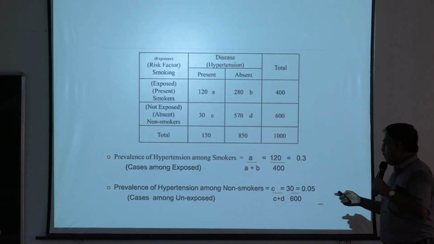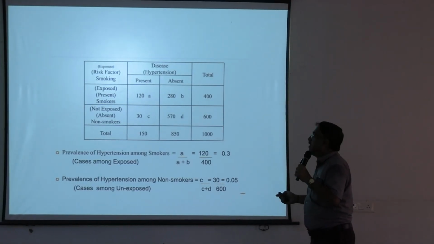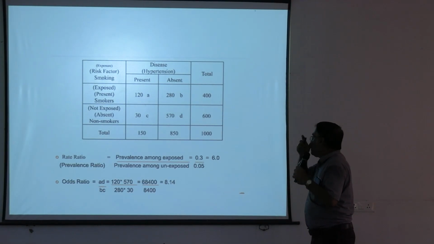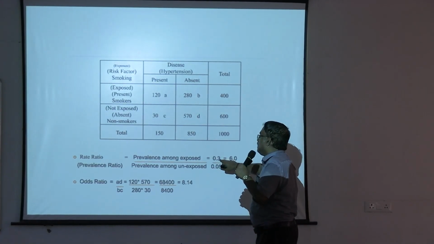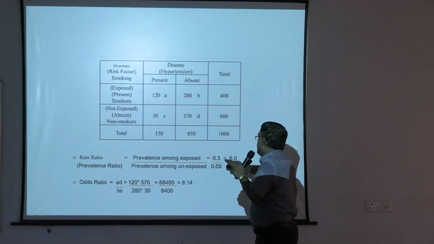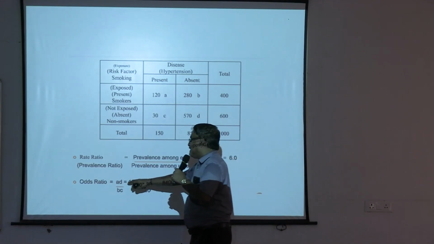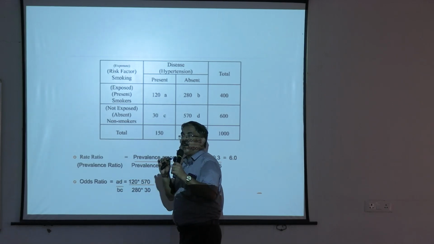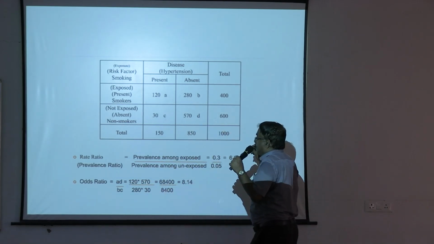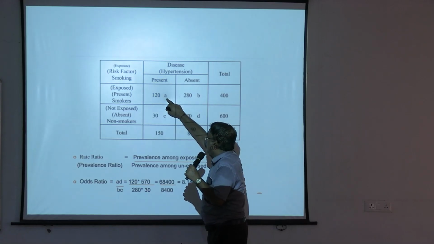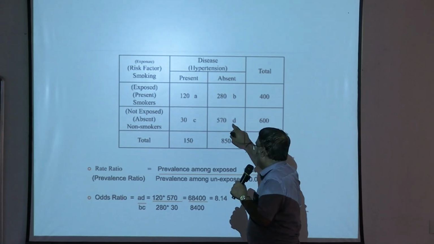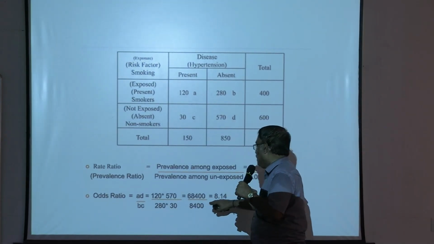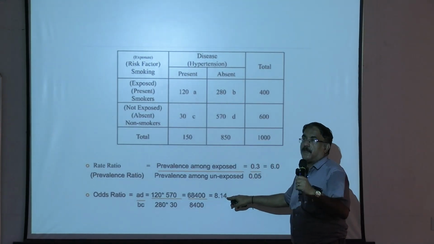Is this part clear? So next is the odds ratio. Prevalence among exposed by prevalence among unexposed is 0.3 by 0.05, which is 6. But more important than that is the odds ratio. For the sake of your examination, odds ratio is AD by BC. 120 into 570 divided by 280 into 30 comes to 8.14.